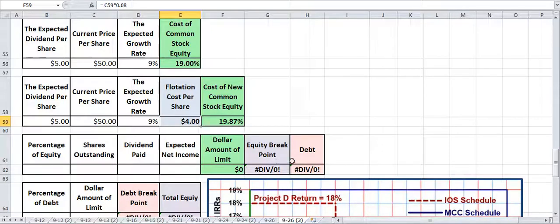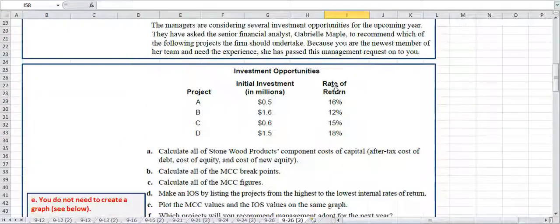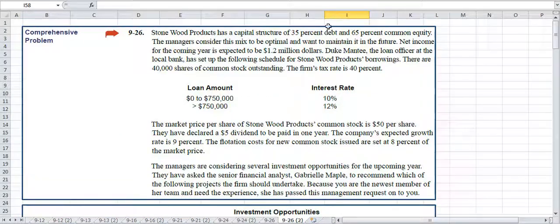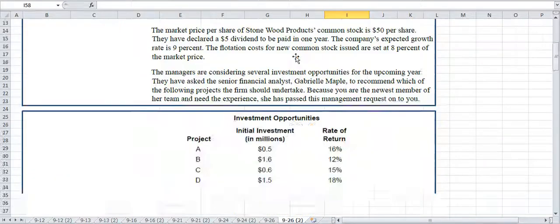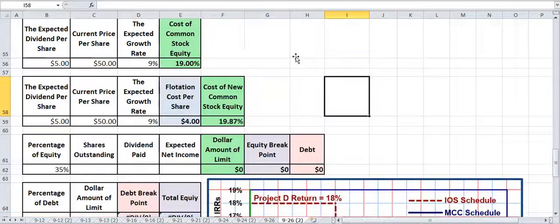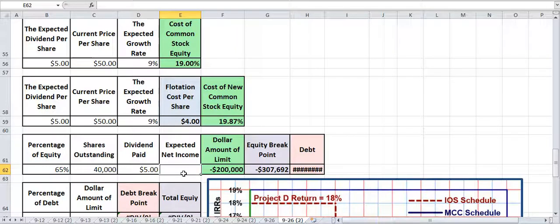Now we need to get our breakpoint. So our percentage of equity, I believe, was 35%, but I'll check on that. 35% debt. No, 65% equity. Whoa, okay. So equity is 65%. So you want to get that right. 65%. Shares outstanding, I believe, was 40,000. Yeah. Dividend paid was 5. And expected net income was 1.2.